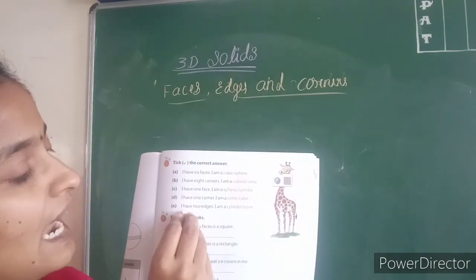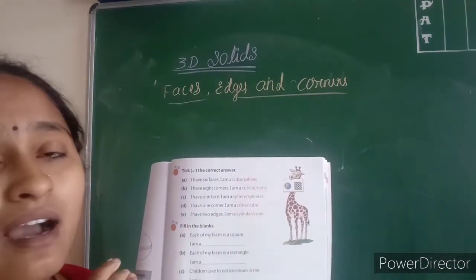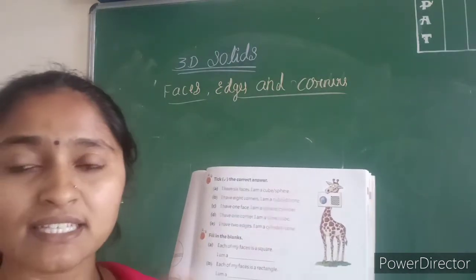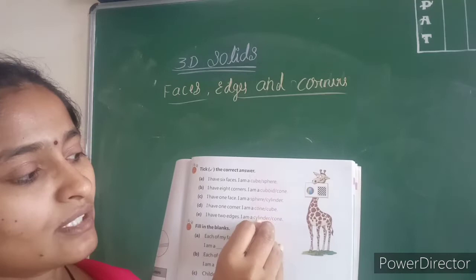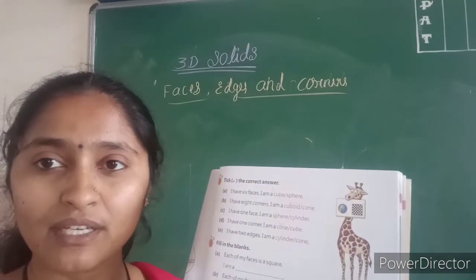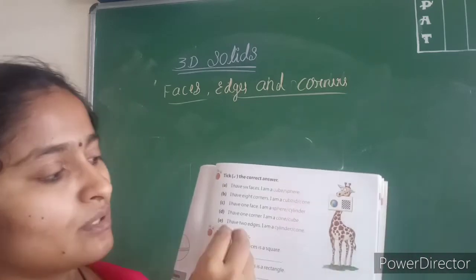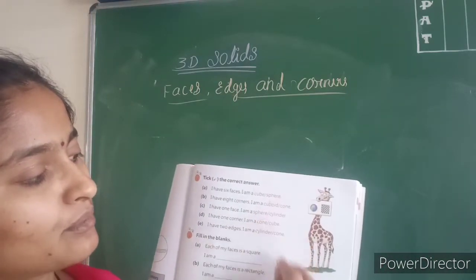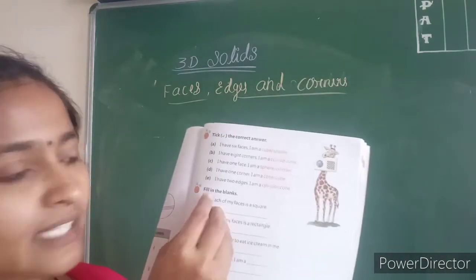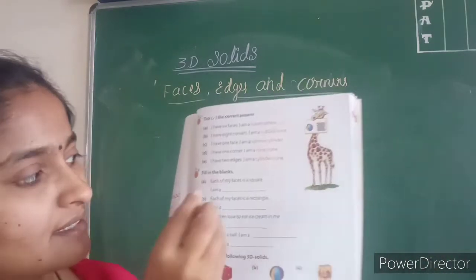Then here, I have 2 edges. I am a cylinder or cone. How many edges does it have? In a cylinder, there are 2 edges, but in a cone, there is only 1 edge. So I have 2 edges, I am a cylinder. Now answer this. Fill in the blanks.